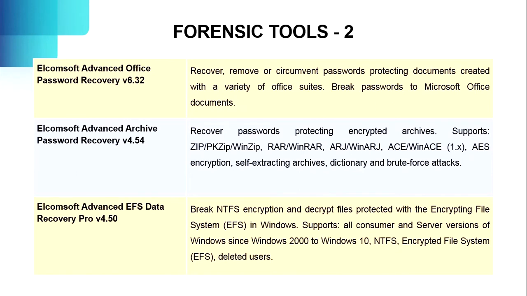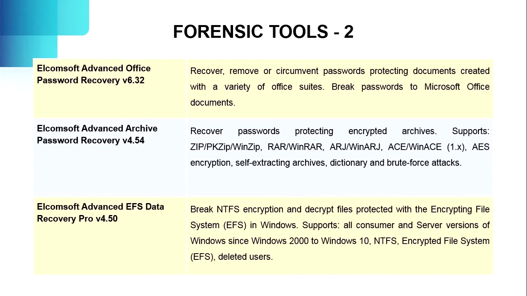Forensic Tools 2. Alcomsoft Advanced Office Password Recovery version 6.32. Recover, remove, or circumvent password protecting documents created with a variety of Office suite, breaking password to Microsoft Office document. Alcomsoft Advanced Archive Password Recovery version 4.54. Recover password protecting encrypted archive.